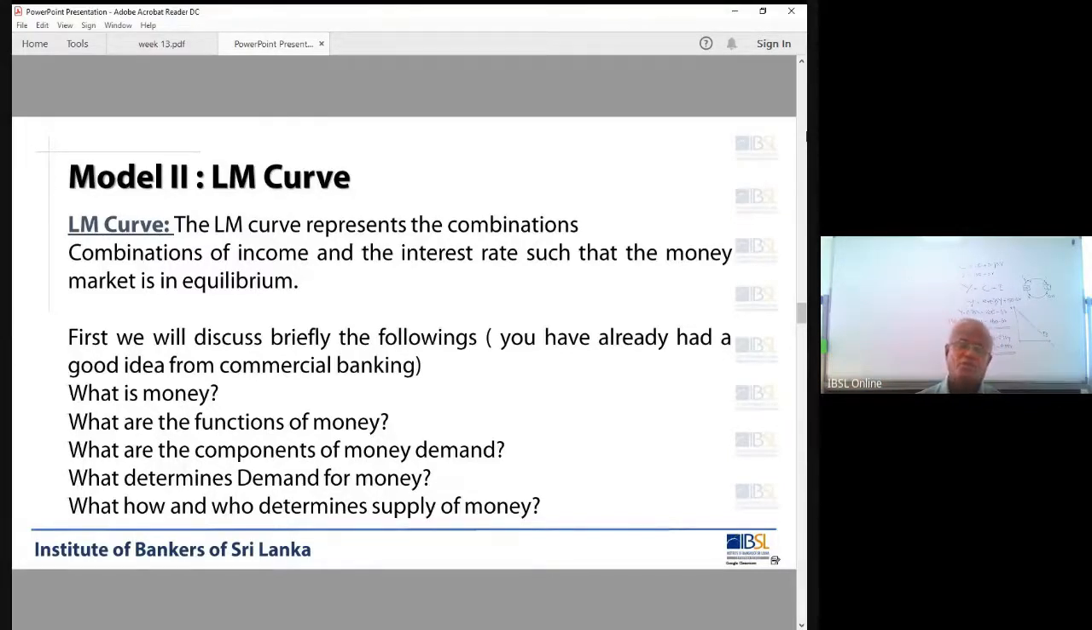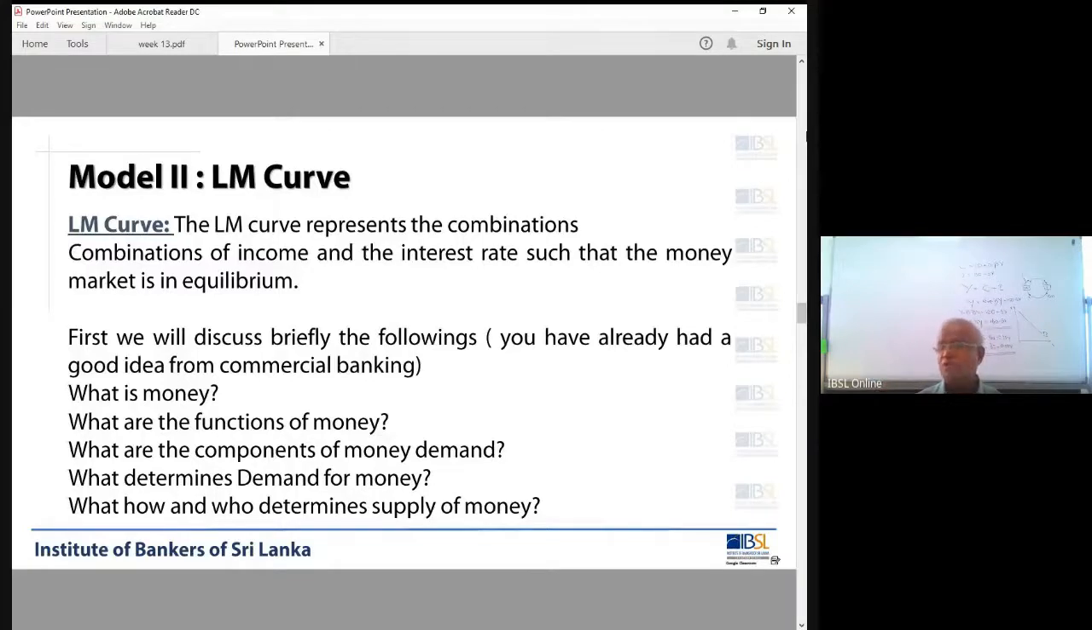So we discussed the functions of money. Then the components of demand for money. Why do people demand money? Money, not bonds. We are talking about money, the non-interest-earning asset. Why do we need money? Transaction demand. The main thing is transaction demand.